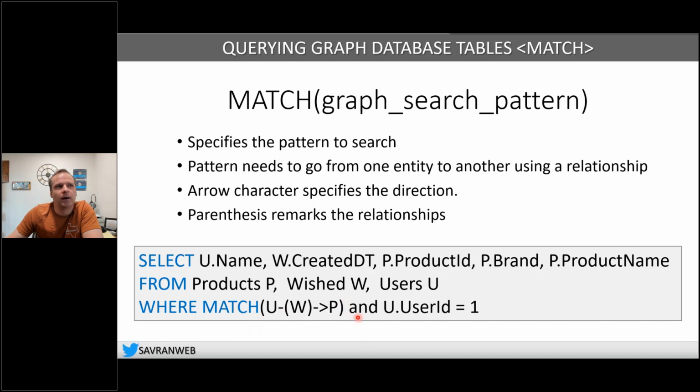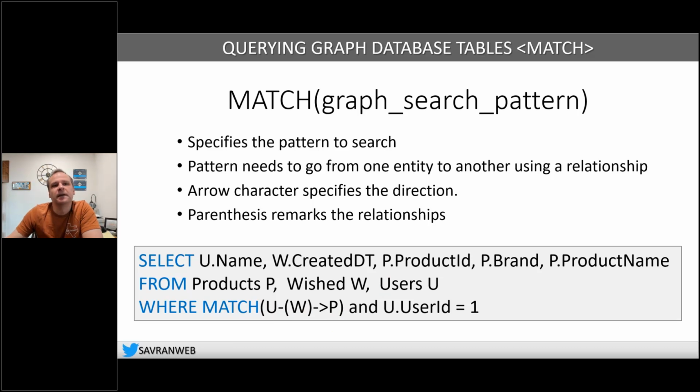But I don't stop there. I say and user ID 1. So I want to find user ID 1's wish list by running this. So that's what it's going to do. As I said before, this can get more complex than that. You can add more logic here. You can have more tables out there, but that is the minimum. So you need two entities and 1 relation.